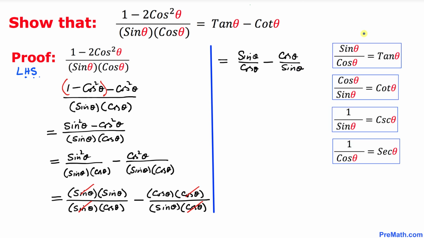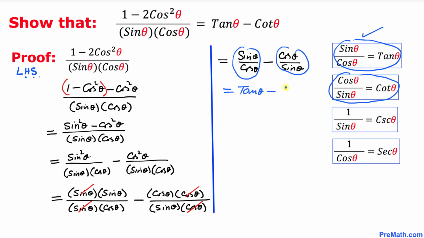And now let's focus on this table of trigonometric ratios. We know that sine theta divided by cosine theta equals tangent theta. So sine theta divided by cosine theta I can write as tangent theta, and then minus, likewise, cosine theta divided by sine theta can be written as cotangent theta. So this could be written as negative cotangent theta.